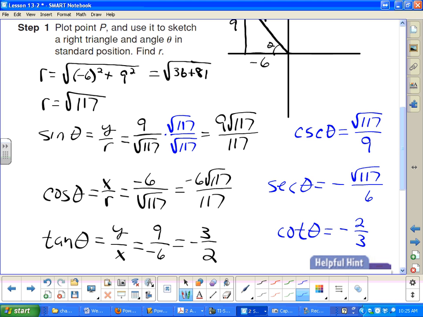So in reality, when you have a problem like this, all you really need to do is find r, and then do sine is y over r, cosine is x over r, tangent is y over x. If you want to graph it so you can see where it's at, you can, but that's not necessary either.